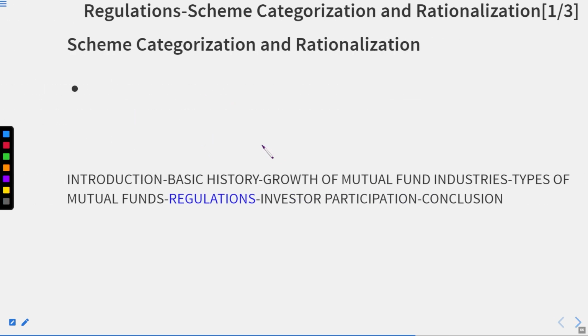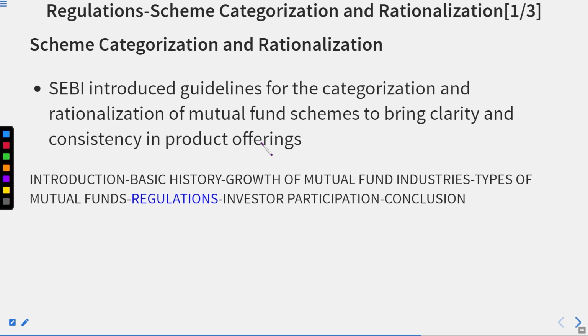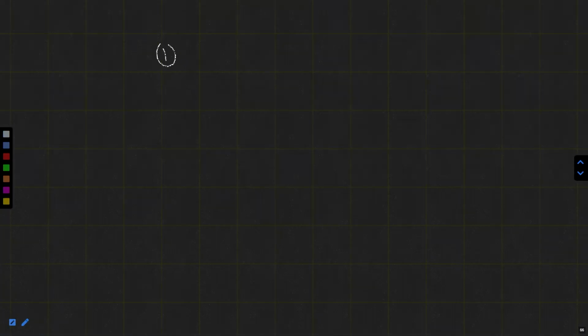All right. Scheme categorization and the rationalization. What do you mean by this? SEBI introduced guidelines for the categorization and the rationalization of mutual fund schemes to bring clarity and consistency in the product offerings. So here we have seen two words: categorization and the rationalization. What do you mean by it? Let's understand. The first word is the categorization.